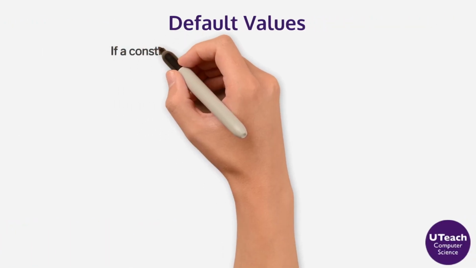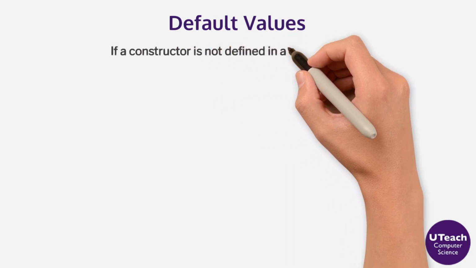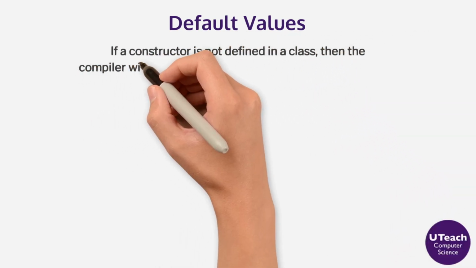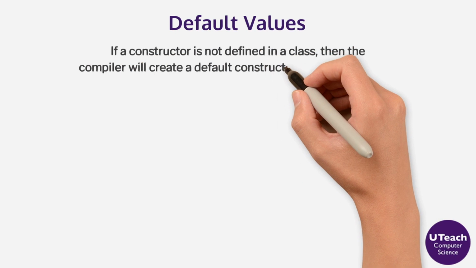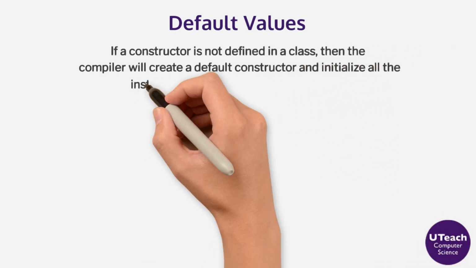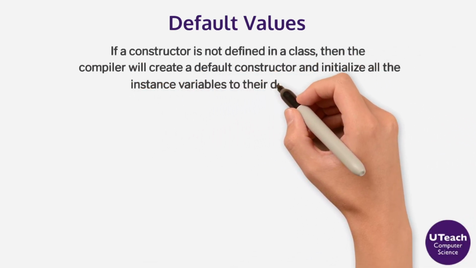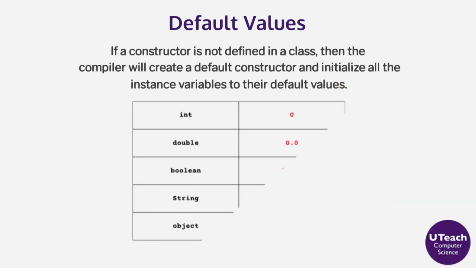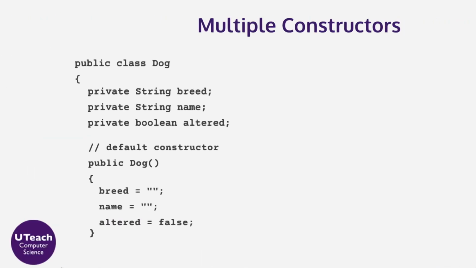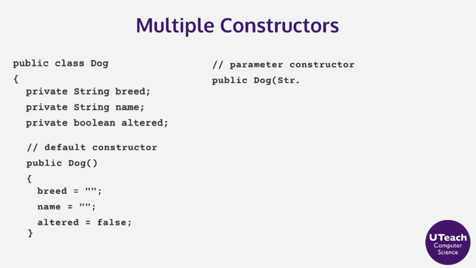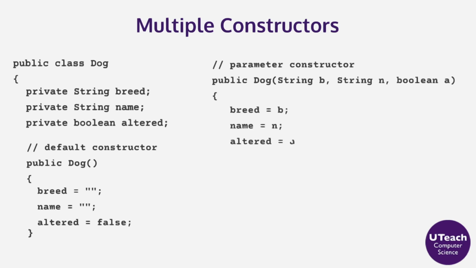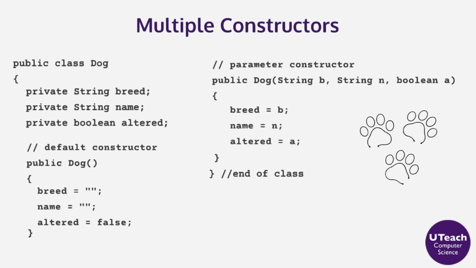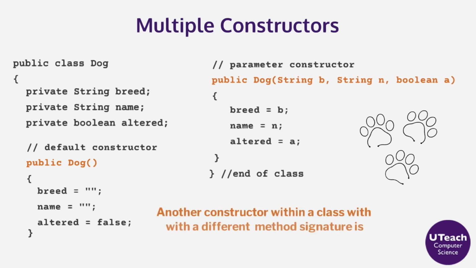If a constructor is not defined in a class, then the compiler will create a default constructor and initialize all the instance variables to their default values, shown in the table. More than one constructor may be given in a class as long as each constructor has a different number or type of parameters. Another constructor within a class with a different method signature is called an overloaded constructor.